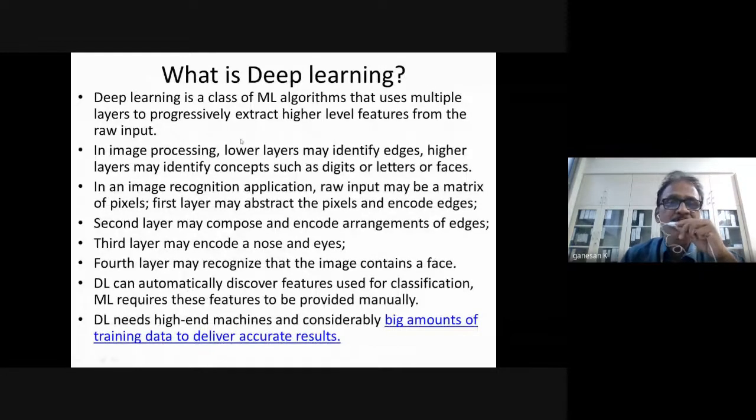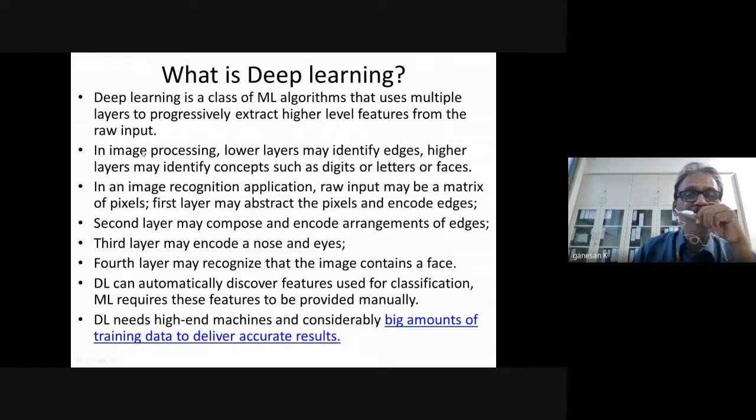And what is deep learning? Deep learning is also a class of machine learning algorithms which uses multiple layers to progressively extract higher level features from the raw input. As I mentioned, the number of layers between the input and output are many. Why are you using many? Because if you take a simple image processing application, lower layers may only identify edges, higher layers may identify concepts such as digits, letters, faces and so on.